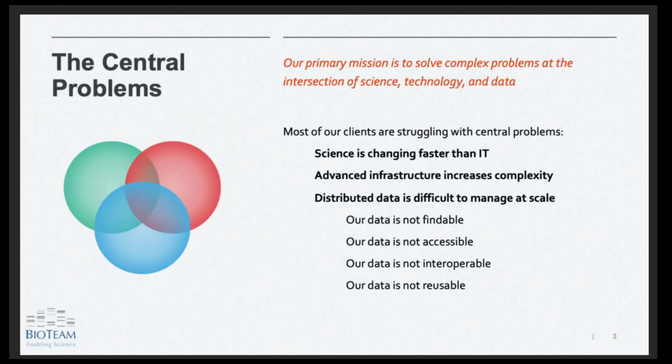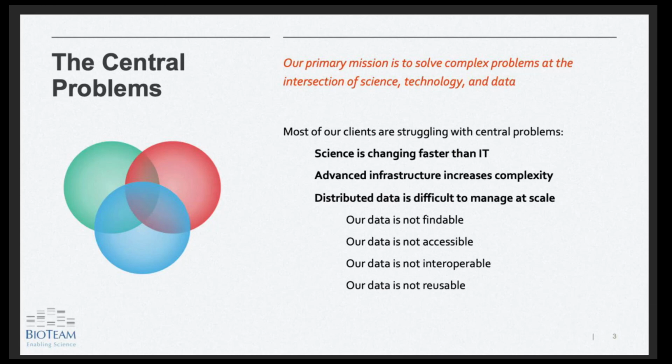Since our mission is solving these problems at the intersection of science, technology, and data, we're seeing most of our clients struggling with some of the same central challenges. We like to say that science is always changing faster than IT. What that means is that we need really fast and flexible IT solutions. I call this the IT agility problem. To do concurrent engineering in biology and computer science, you end up deploying advanced infrastructure, and advanced infrastructure increases complexity, right? And biology itself is already complex. So our technology should aim to be simple and flexible. This is the compounding complexity problem that we face all the time.